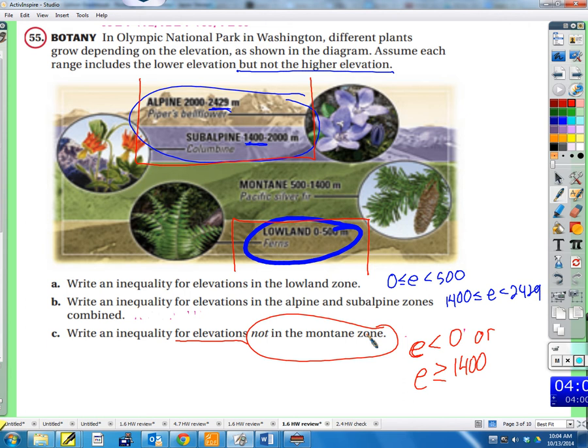Yes? All right, what if I have less than 500 and then greater than 1400? Less than 500, not less than zero. Trying to make a point, I got a little carried away. It's not less than 500, it's less than zero. There we go. That's correct.